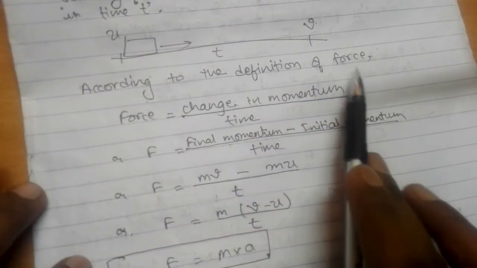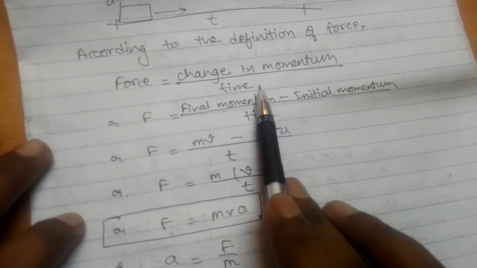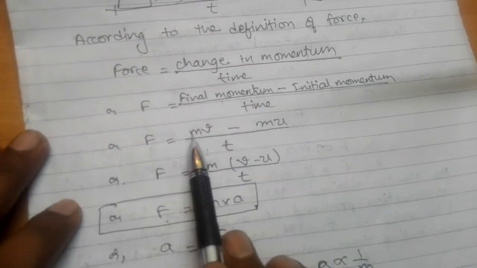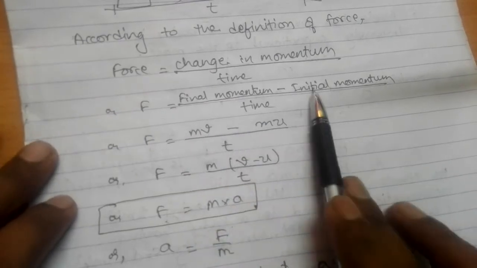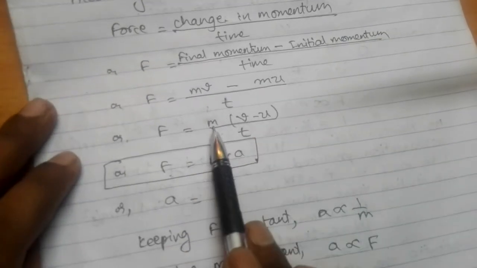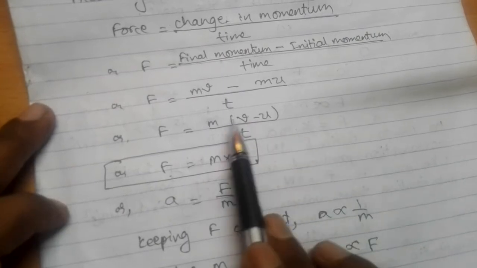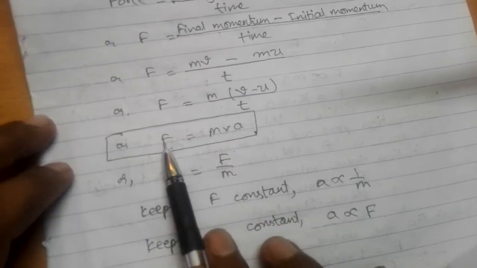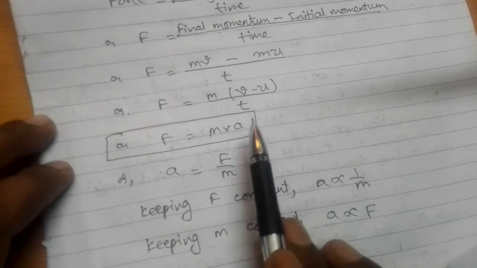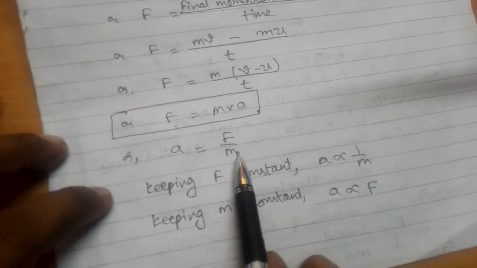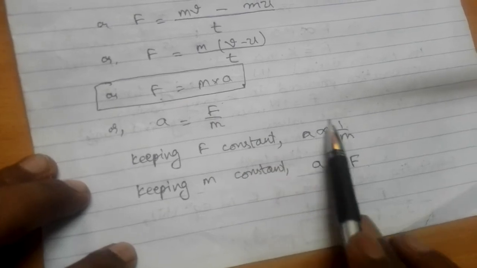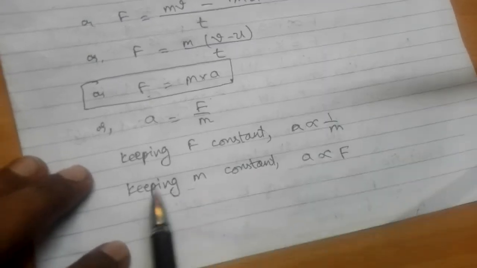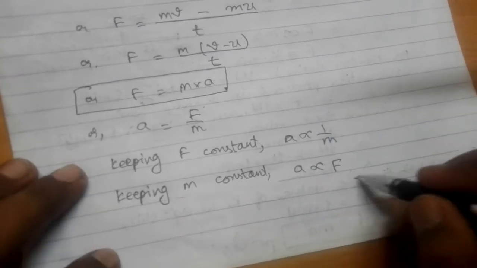So according to the definition of force, we know force equals change in momentum by time. Okay, change in momentum means final momentum minus initial momentum by time. Now final momentum is, as I already told you, m into v, minus initial momentum m into u. m is taken common, it becomes (v minus u) by t, and you know that (v minus u) by t means acceleration from the definition of acceleration. Okay, so it becomes F equals m into a, and isolating a, you get a equals F upon m, and if you keep F constant, you get a is proportional to 1 upon m. If you keep m constant, you get a is proportional to F. Okay, so this is the verification of Newton's second law of motion, isn't it?